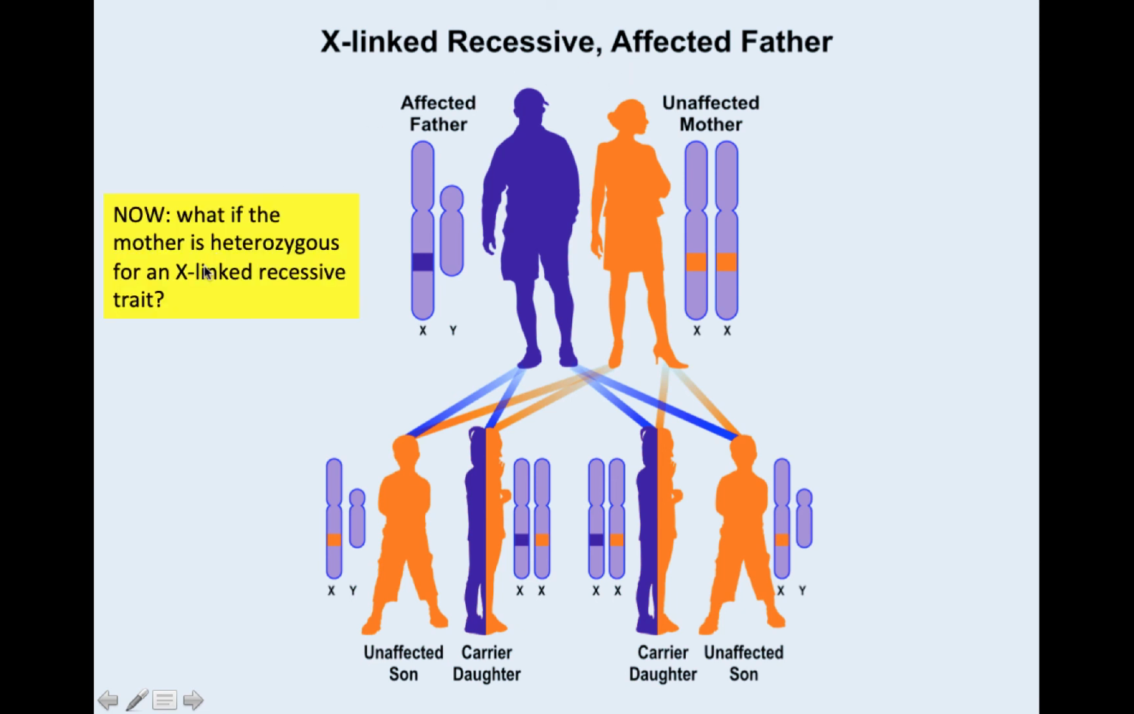All right, now, if the mother was heterozygous for an X-linked recessive trait, let's just talk about what that's going to look like and then have a go. X big A, X little a, so she's going to have one orange and one blue. So do that Punnett square, see what you come up with.